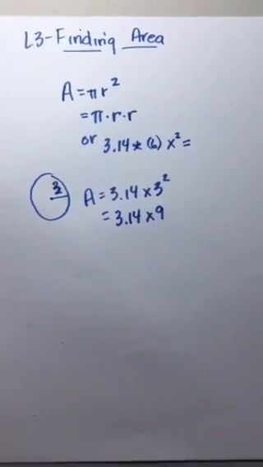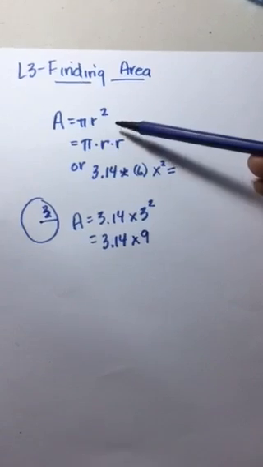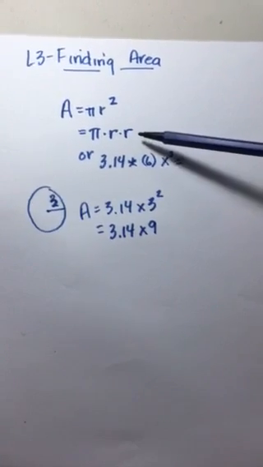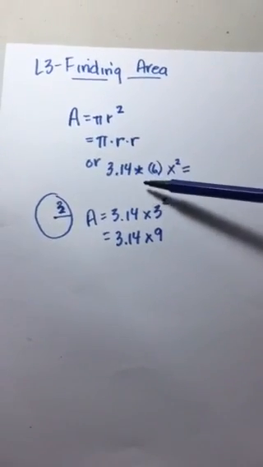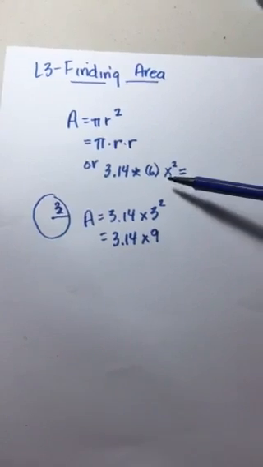Okay, so here's a quick video on how to find area. The area formula is area equals pi r squared, which is the same thing as pi times r, or 3.14 times whatever number and the x squared button on your calculator.